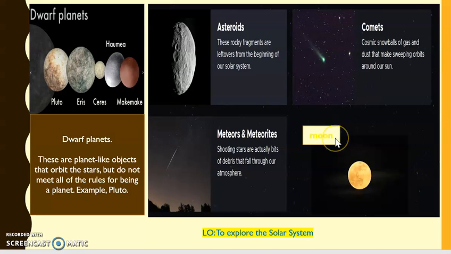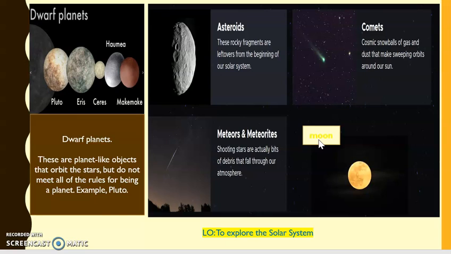The moon. The moon is a satellite that orbits the planets. The Earth, for instance, has got one moon, while Saturn has got 60 moons. But we'll discuss the moon in detail next lesson.